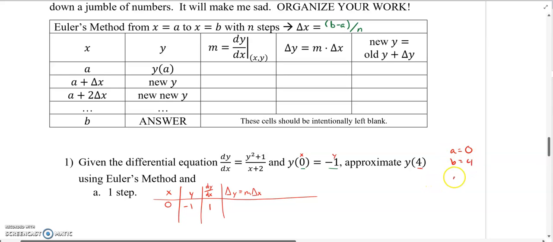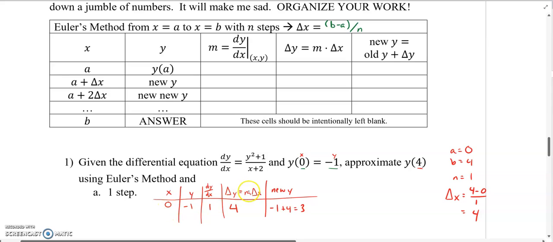We're taking one step, so that's n equals 1. So delta x equals b minus a over n, or 4. So we're going to take our slope of 1 times our delta x of 4 and get a delta y of 4. And then we're going to get our new y value. New y is going to be negative 1, which was our old y, plus delta y, which is 3, and that's where we're going to end up.